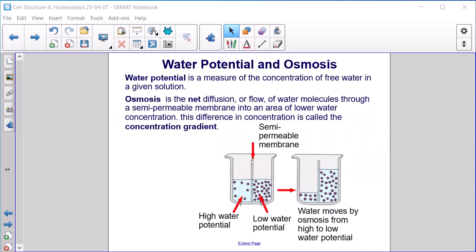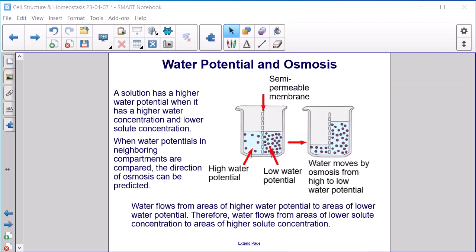Water potential and osmosis. Water potential is a measure of the concentration of free water in a given solution. So if you look on the left here, we have a low water potential on this side and a higher water potential on this side. Osmosis is the net diffusion or flow of water molecules through a semi-permeable membrane, so you see the semi-permeable membrane here, into an area of lower water concentration. So water flows from higher water potential to lower water potential. This difference in concentration is called the concentration gradient.